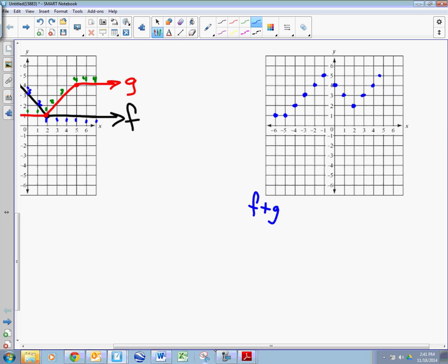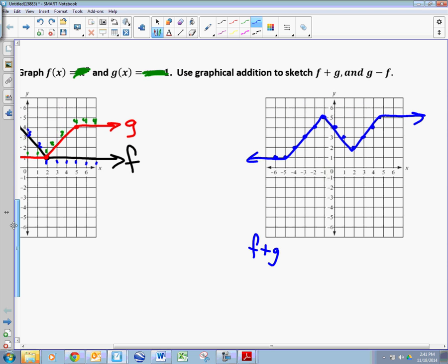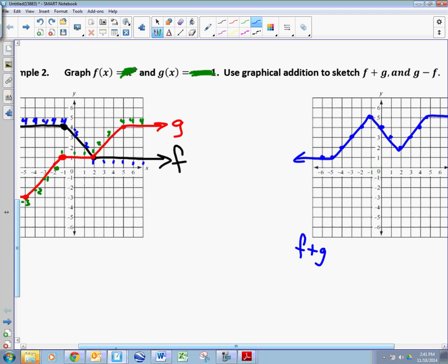So this graph looks like, when you add them together, that's what you get. So f plus g is that shape.